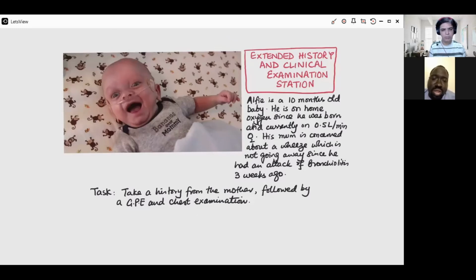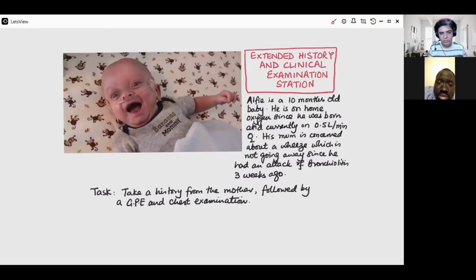So he's happy, moving all his four limbs. He's a happy baby. I mean, he's smiling and he's moving all his four limbs. Okay, that's very good. He doesn't look ill at all. Okay, so I'd like to proceed to do a brief general examination.